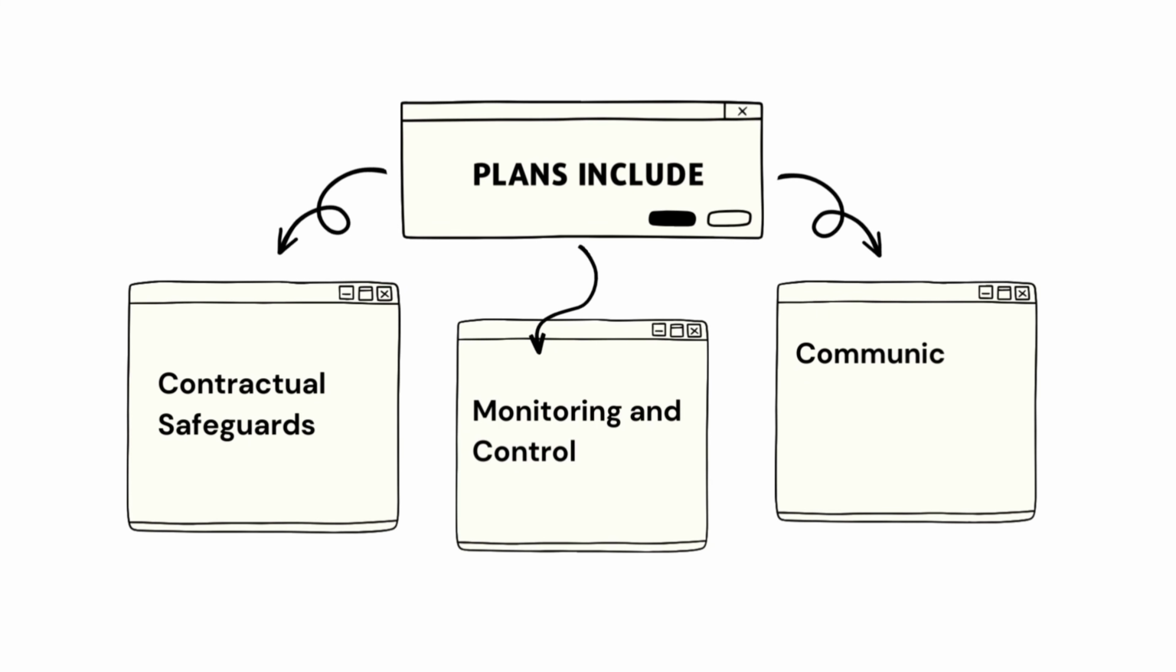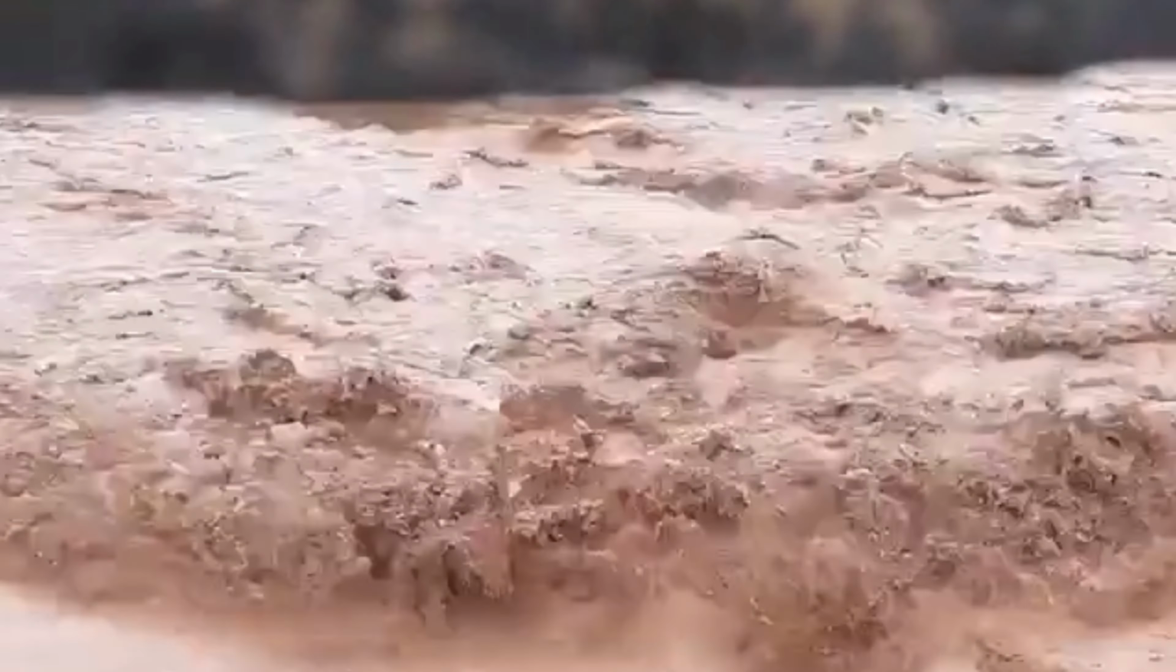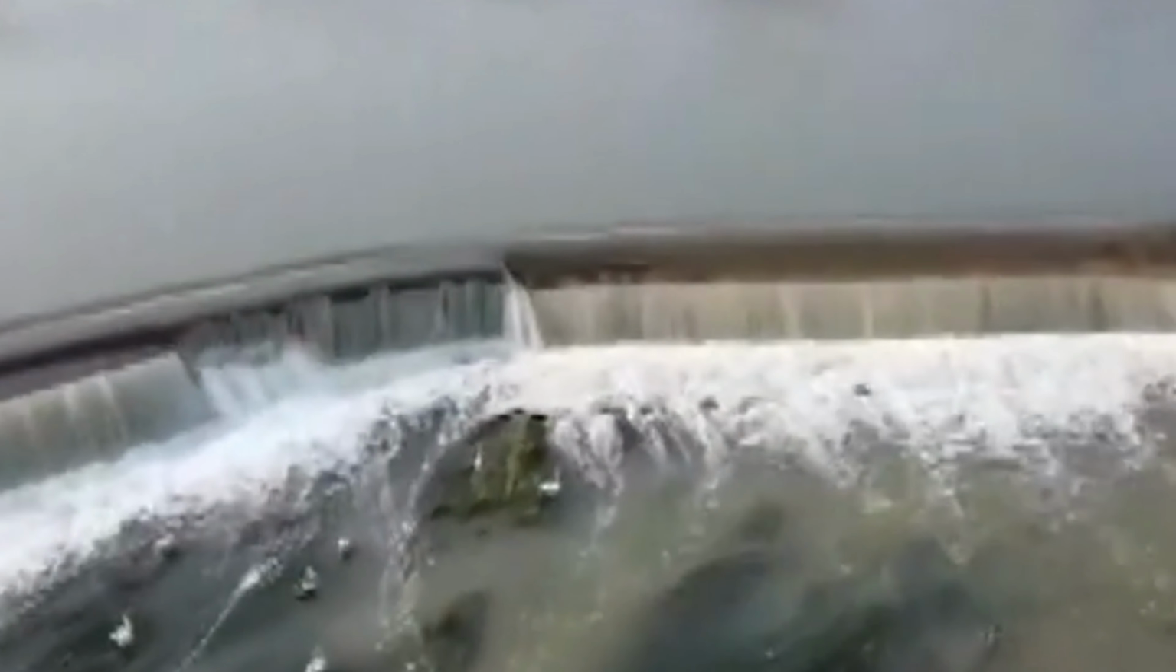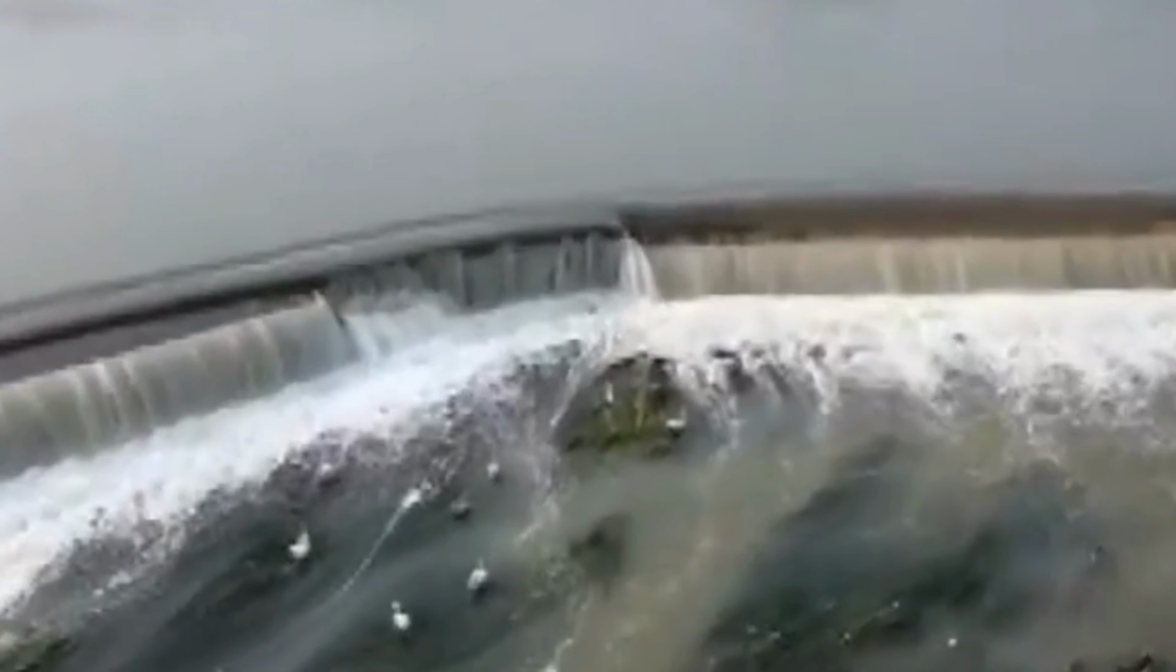Number 7 is communication and stakeholder engagement. Effective communication is essential in contingency planning to keep stakeholders informed and engaged. Project updates, risk assessment, and mitigation strategies are shared transparently with relevant stakeholders, fostering trust and collaboration.